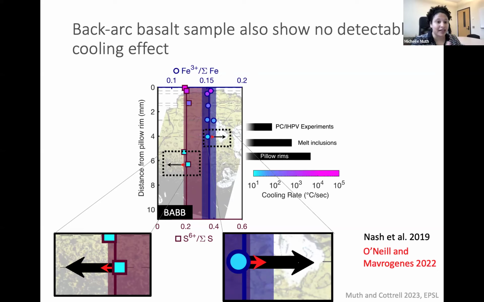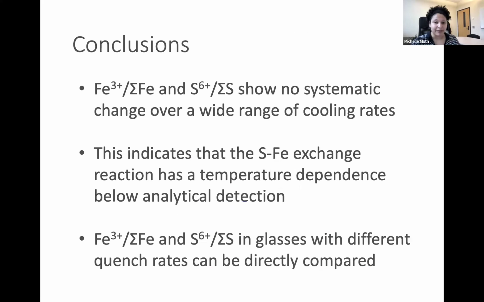So our results are not consistent with the model of Nash et al. that proposed this large cooling effect, and are instead much more consistent with a very small temperature effect, so small as to be below detection using our currently available methods. So this is really promising for interpreting sulfur and iron XANES data going forward.